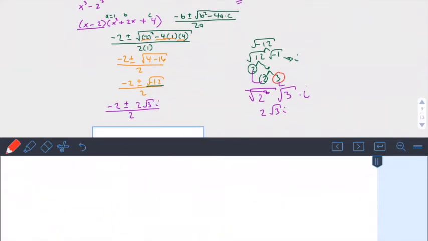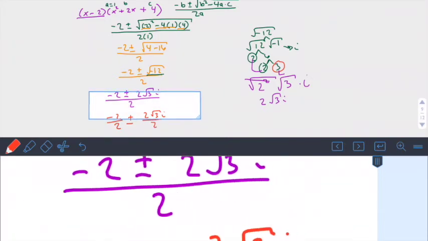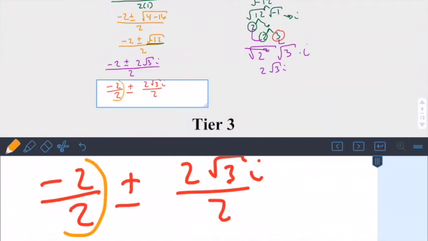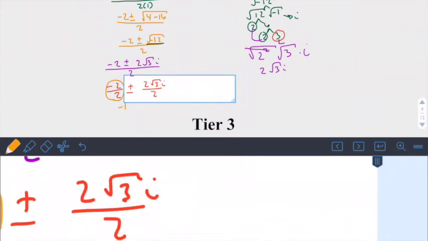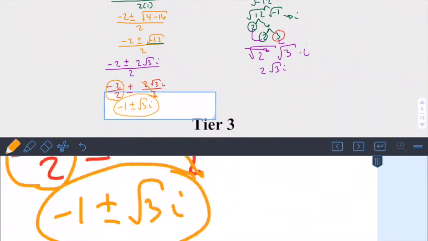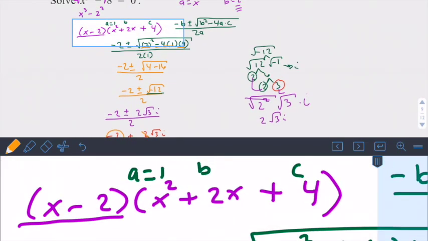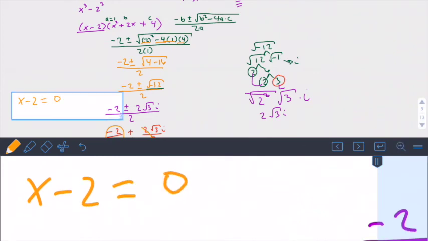Now I need to split up my fraction to simplify. Negative 2 over 2 plus or minus 2 square roots of 3i over 2, right? This over 2 and this over 2. Negative 2 divided by 2 is negative 1. And 2 square roots of 3i divided by 2 is just square root of 3i. So these are 2 roots. And then we can take my x minus 2, set it equal to 0, and find my last root of 2.